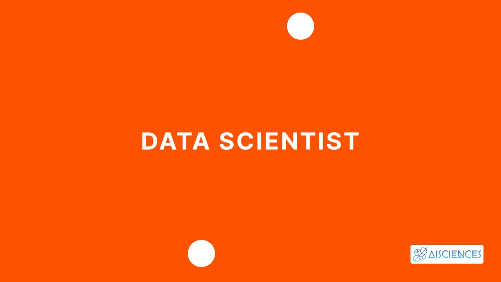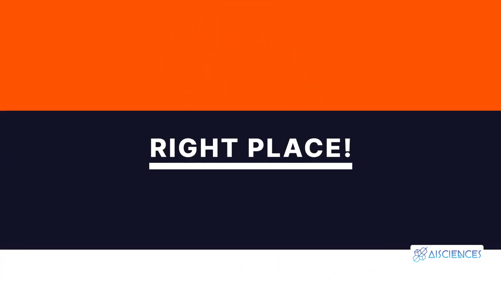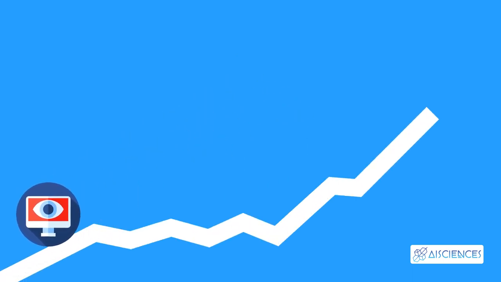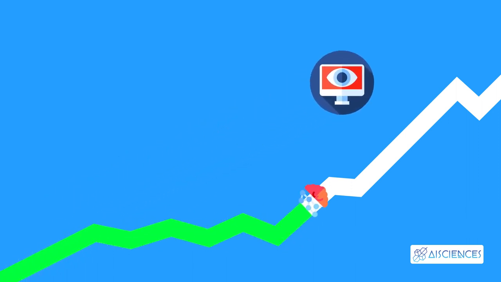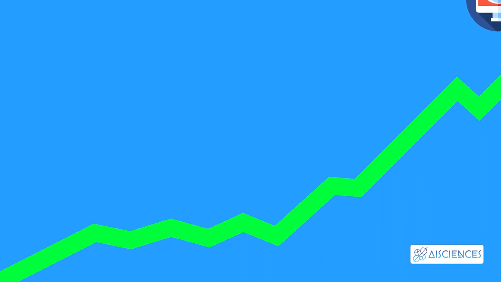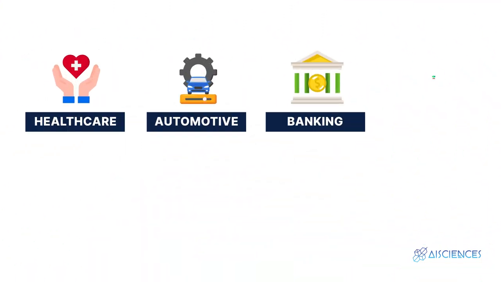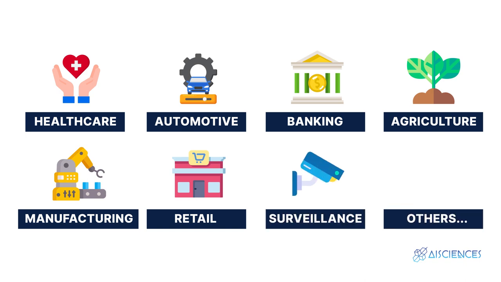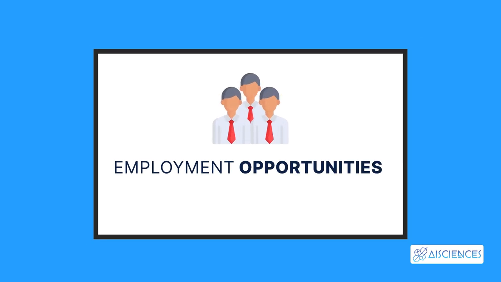Hi, everybody. If you're looking to start your career as a data scientist from scratch, then you are in the right place. The domain of computer vision has been on a boom during the past few years, and the rapid advancement in the field of artificial intelligence due to countless innovations is only going to take computer vision quickly forward to the next level. The reason for the sudden change is obvious. More industries today, healthcare, automotive, banking, agriculture, manufacturing, retail, surveillance, and a host of others, realize the power of computer vision. Hence, more employment opportunities are emerging in the marketplace.